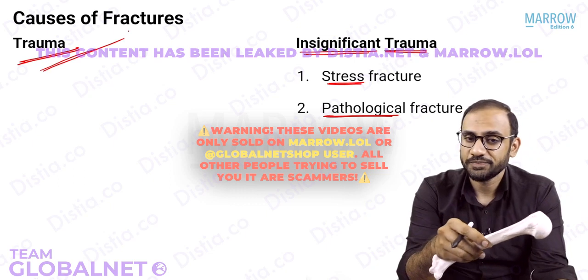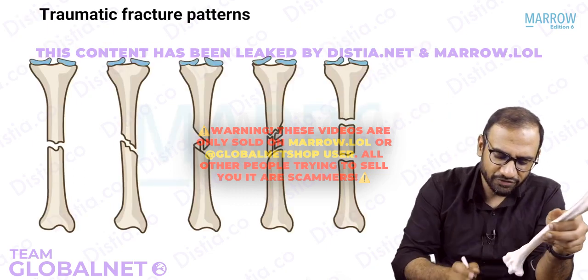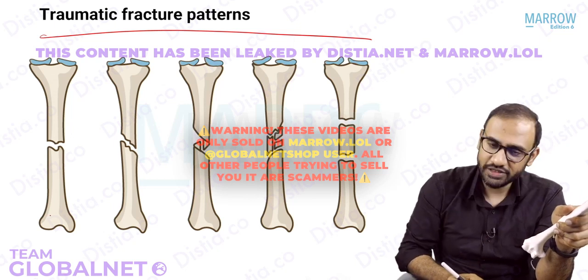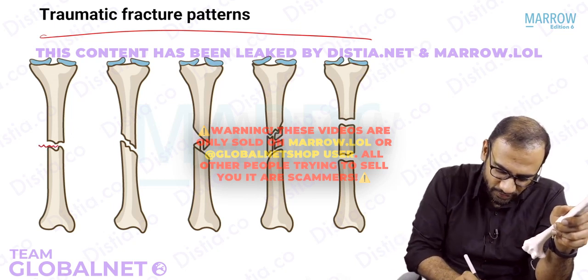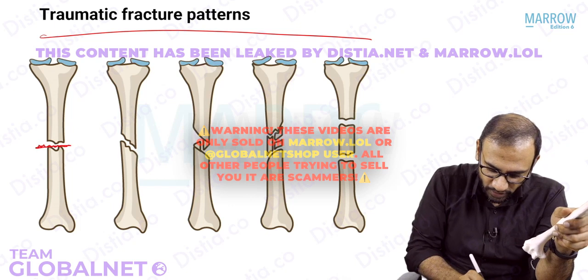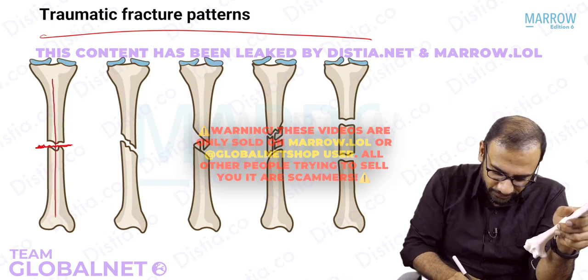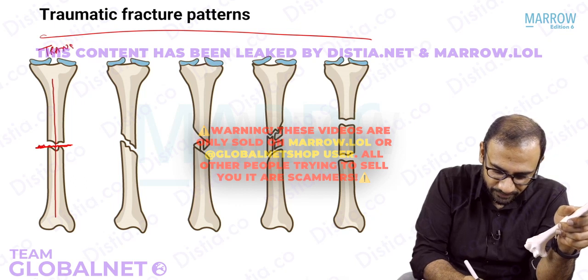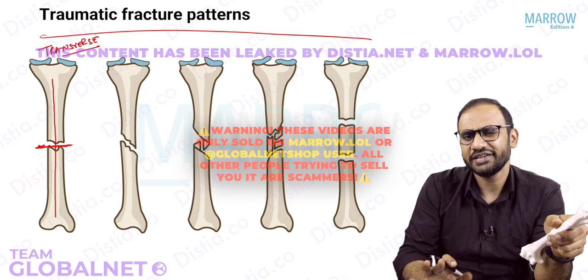What are the various types? Now, there are so many types, but these are a few common ones that I would want to discuss. What you'll notice, this is the tibia, and you're noticing that there is a fracture going like this, which is perpendicular to the long axis of the bone. This is known as a transverse fracture. Again, everything is written.